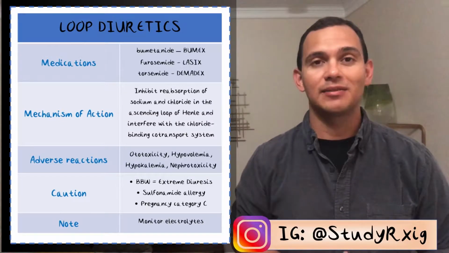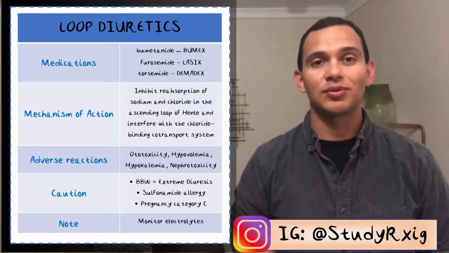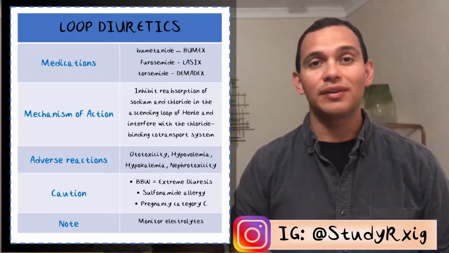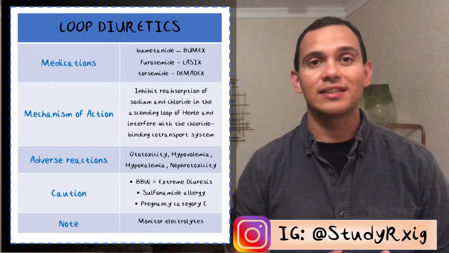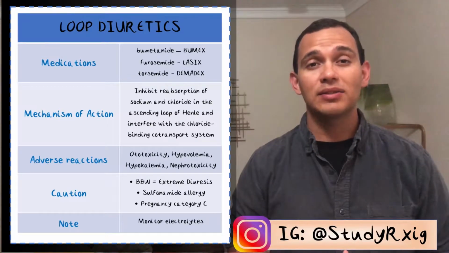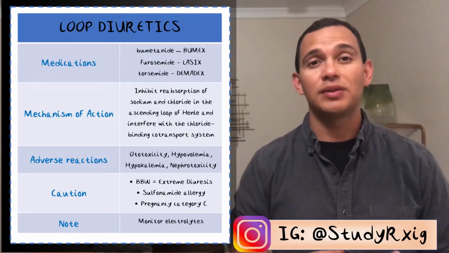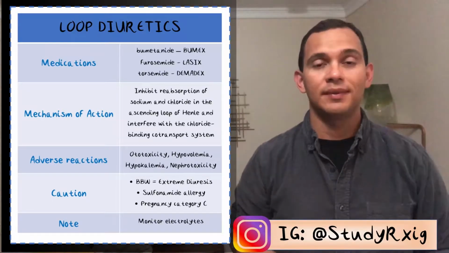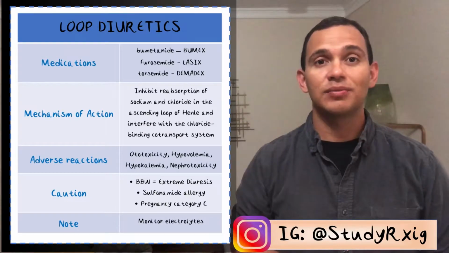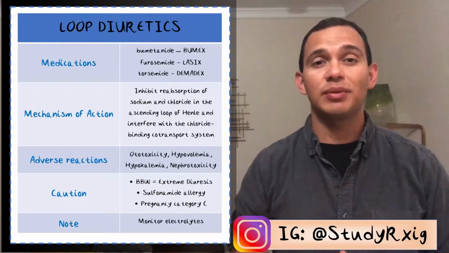Loop diuretics' mechanism of action is to inhibit the reabsorption of sodium and chloride in the ascending loop of Henle, and also interfere with the chloride binding co-transport system. Furosemide is a potent diuretic that, if given in excessive amounts, can lead to a profound diuresis with water and electrolyte depletion. Therefore, careful medical supervision is required, and the dose schedule must be adjusted to the individual patient's needs.